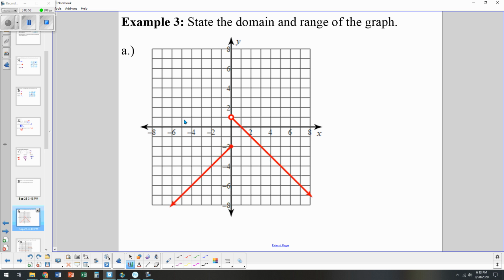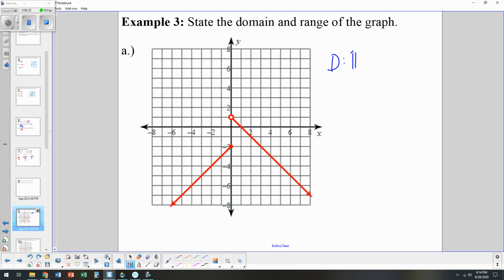So domain, or x values, we're looking: are there any x's that don't get plugged in ever? I know that we at least plug in 0 here because I do have a solid dot on this line. And then the arrow goes forever to the left. And this arrow, even though it overlapped with that 0, goes forever to the right. So there's no restriction on my domain. So my domain is all real numbers.